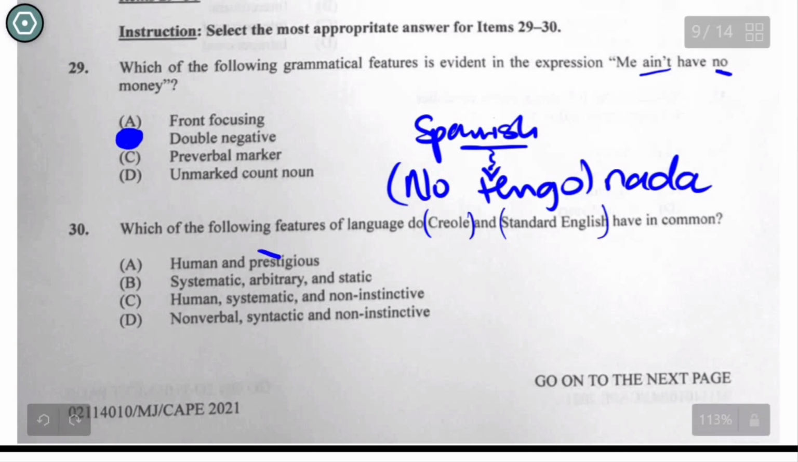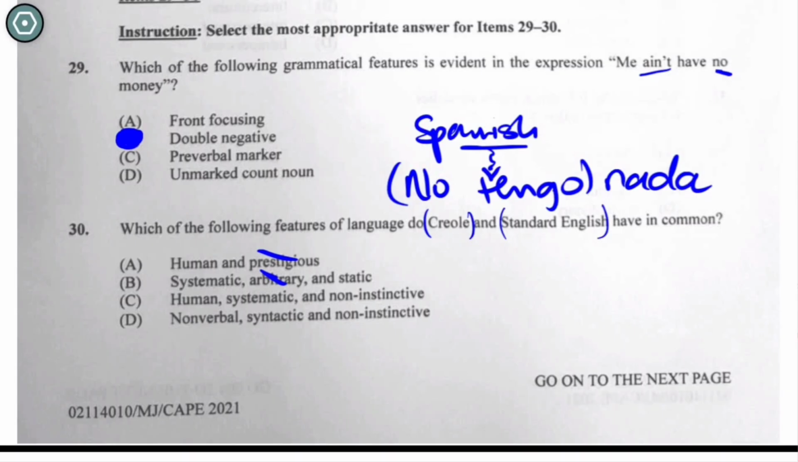Alright. Check out prestigious. Arbitrary, no. So we're here: human, systematic, and non-instinctive. Non-instinctive meaning it's human nature. Wait, what? Yeah. Non-instinctive. Oh my god, I'm correct. It's natural. It's human nature, it just comes off like that.